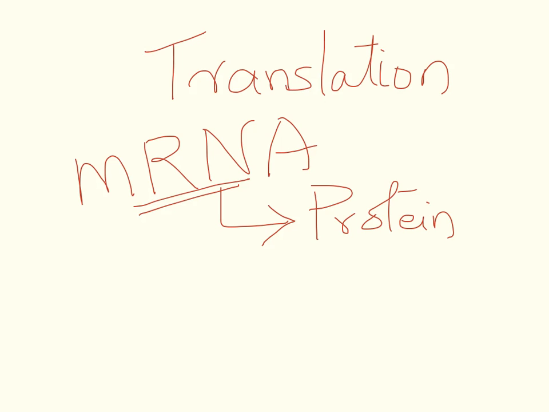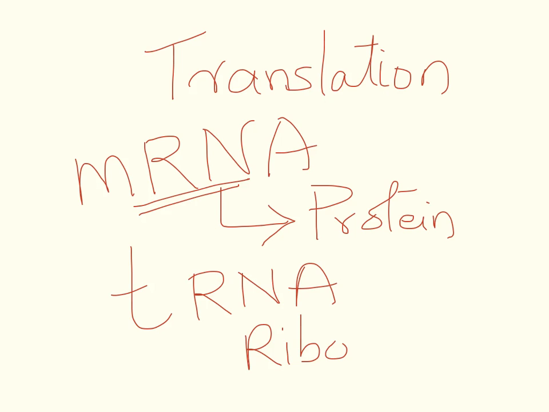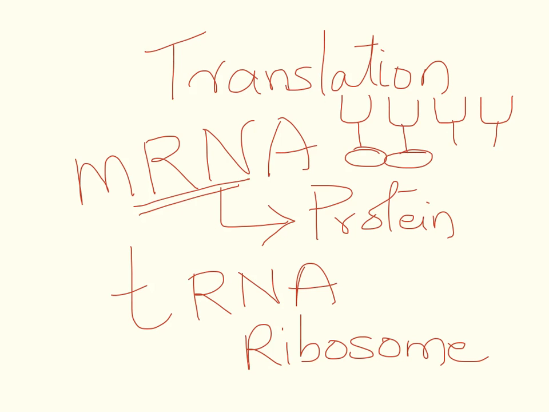The key player in this process will be tRNA, and this translation occurs at the ribosome. Now, remember what helps in the translation between the sequence of base pairs, 1 base pair, 2 base pairs, 3 base pairs, to a sequence of amino acids? Remember the 3-letter codes that we talked about, the mRNA codons.